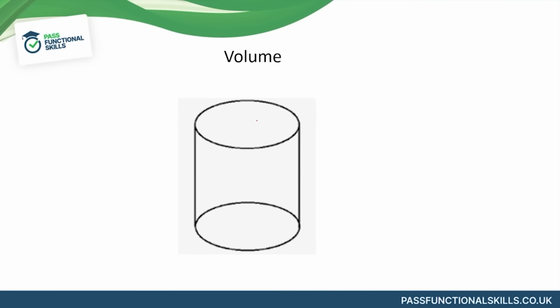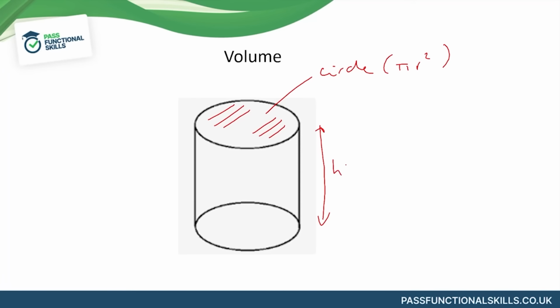Here we have a cylinder, and again I would recommend thinking of it as the area of its face. Now the area of the face is a circle, and the area of a circle is pi r squared multiplied by its height. So if you wanted just to learn the formula for the volume of a cylinder, then it's pi r squared h, and the reason why is it's the area of its face multiplied by its height.